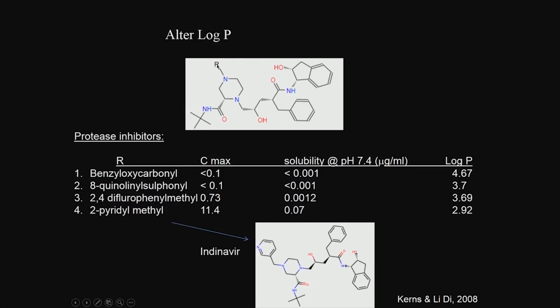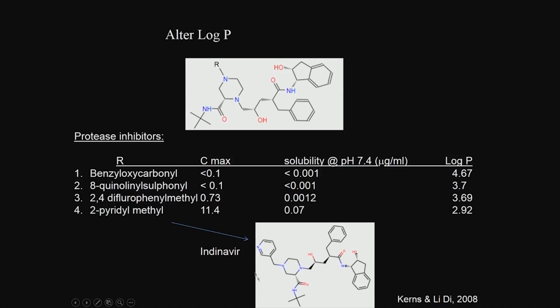nitrogen. So, as you can see, different R groups: benzyl, oxycarbonyl, 8-quinolyl sulfonyl, 2,4-difluorophenylmethyl, 2-pyridyl-methyl. Okay. So, different R groups. So, log P keeps going down, as you can see, 4.67, 3.7, 3.69, 2.98, and the solubility has gone up tremendously, almost more than 700 times. You can see at 7.4, that is in the blood.